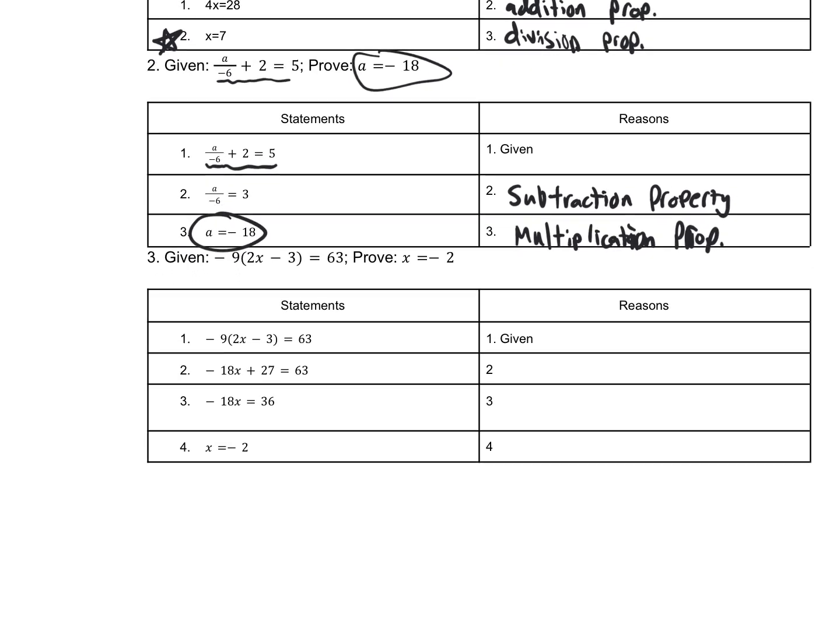All right, so step 1, -9 times 2x minus 3 equals 63. Again, that's been given to us. I want to get to where x is equal to -2. So again, that's my first box and last box. Now I'm trying to figure out what steps happen to go, we're going to go step by step. All right, so what happened in the first is that they used the distributive property.